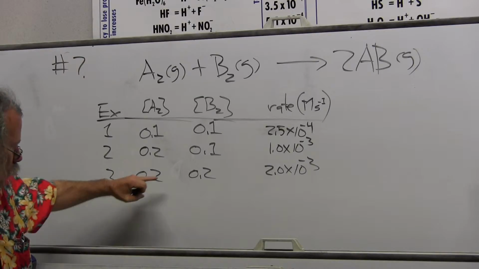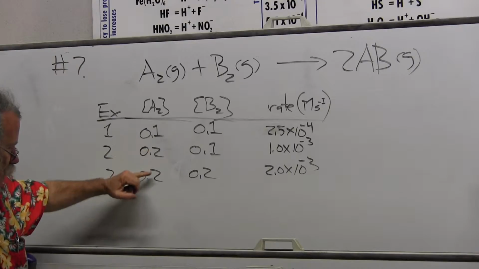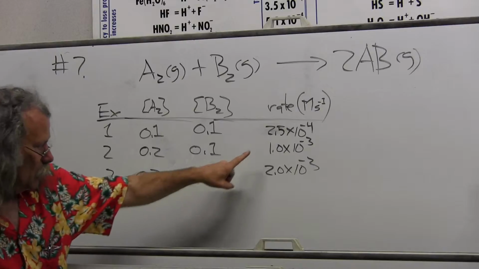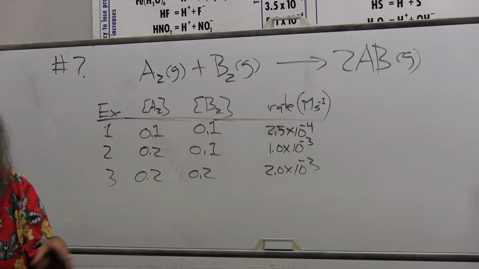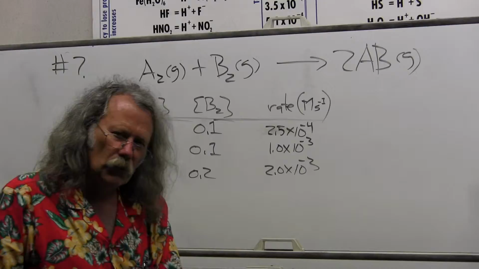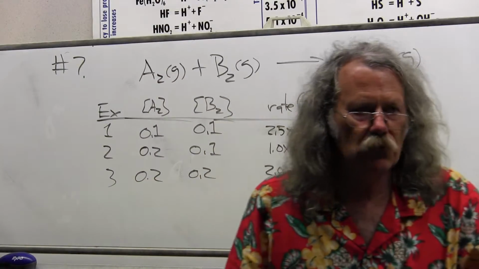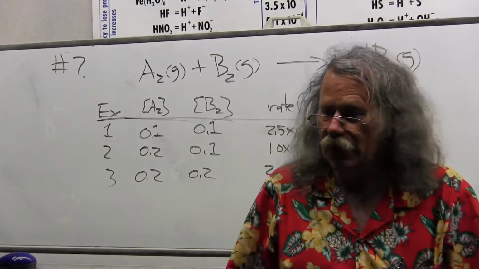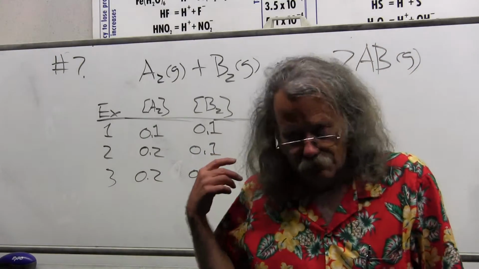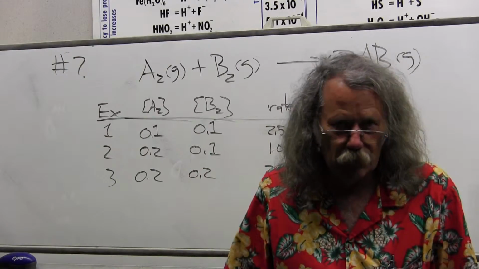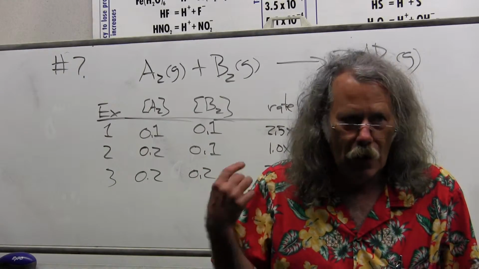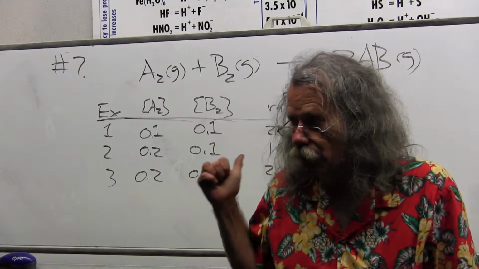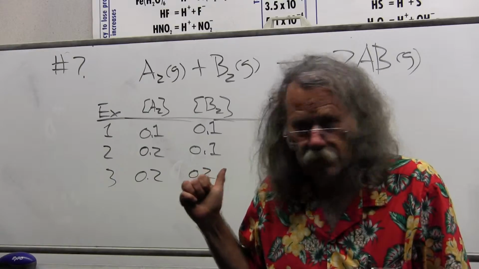Now, when I held this concentration fixed and doubled the concentration of B, the rate doubled. If I double the concentration and it doubles the rate, what order does that correspond with? First order. So I'd say it's first order in B and second order in A. So we can almost write the rate law directly. But if you do that on the test, I'm going to throw big, large rocks at you. I'm going to expect you to prove it, but I want you to be able to think about it in those terms before you start.